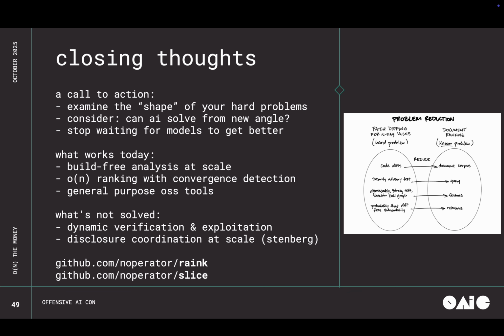The things we have that work are build-free analysis at scale using slice. You don't have to compile the code or anything, just read the code, and it works pretty well. And then ranking a data set and using convergence detection to operate really efficiently. Other areas where I still want to apply more focus are dynamic verification of those results. And also the kernel project has, unfortunately, been a bit of a sacrificial guinea pig for a lot of AI-assisted disclosure.